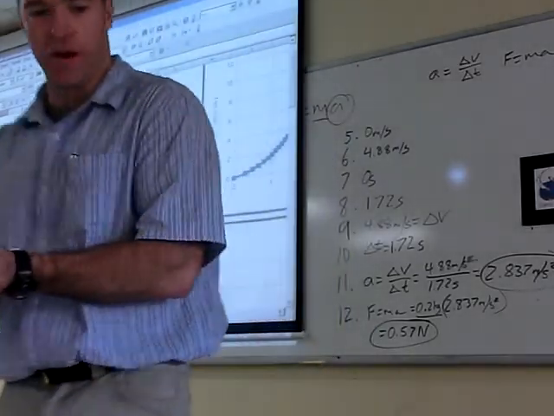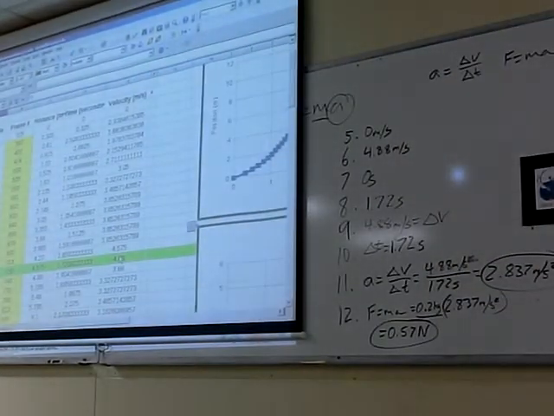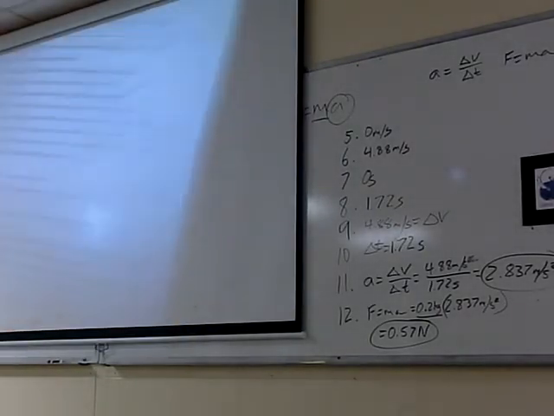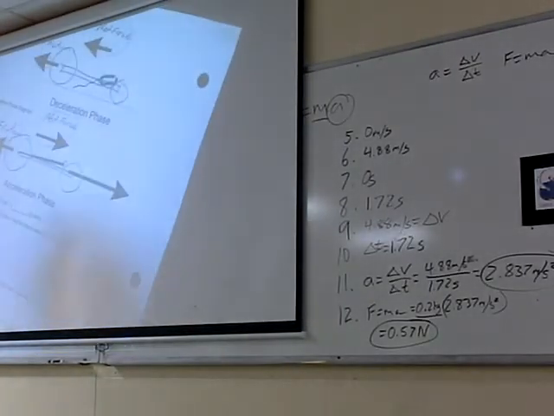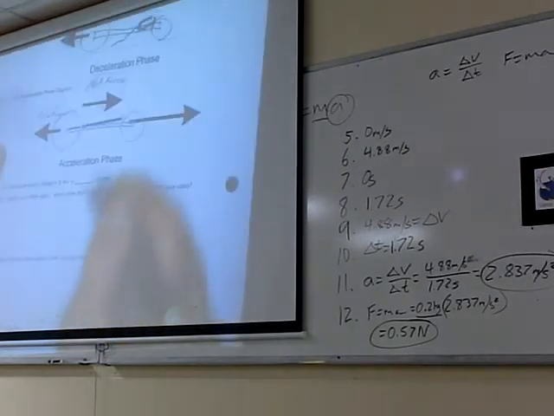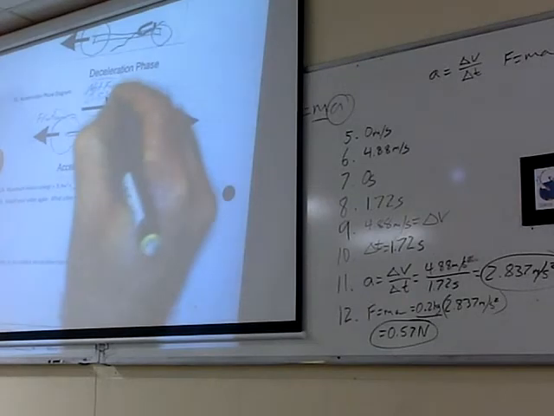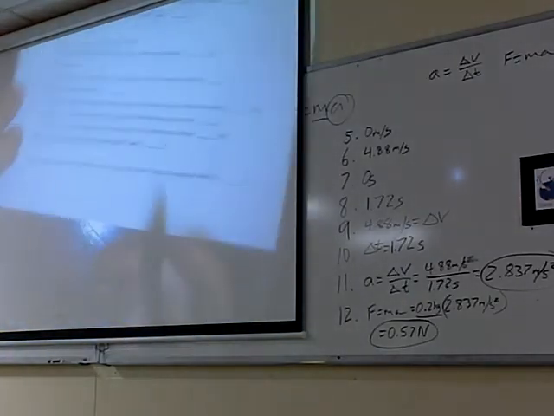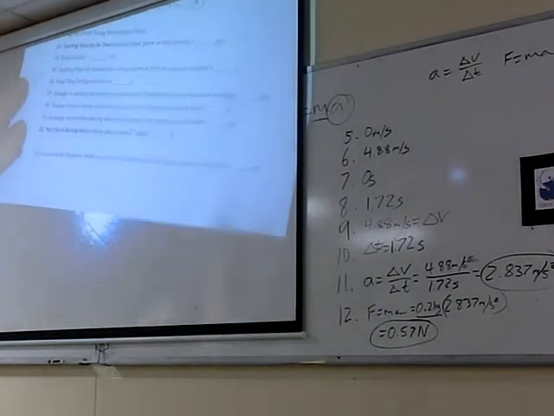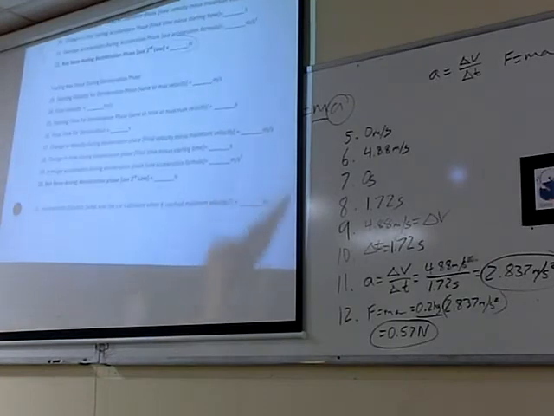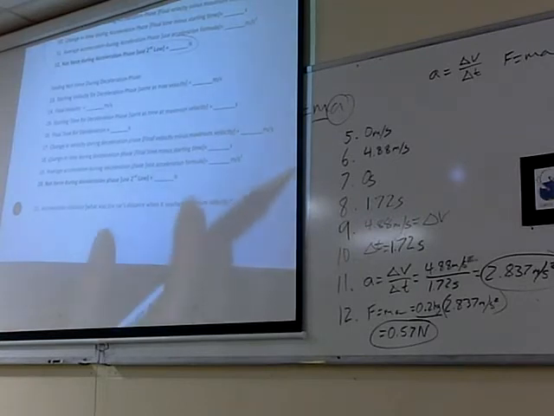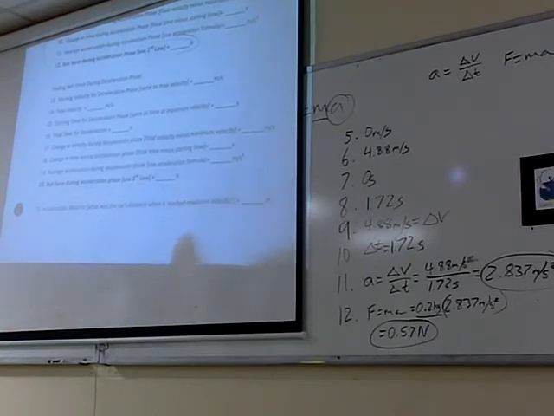That's the force acting on the car, the net force acting on the car during the acceleration phase. If that were my car, I would just go up here, find the acceleration phase, and I'd write 0.57 newtons. Then the next part is to do the same kind of thing for the deceleration phase. It's a little more complicated because you're not starting at 0 with either velocity or time. You're starting at something else. And you're not necessarily ending at 0 either.